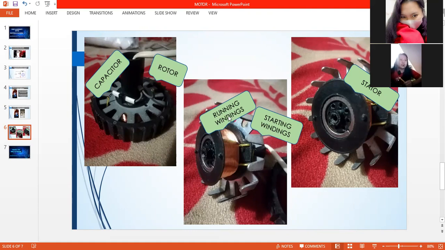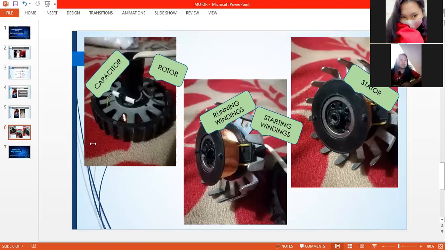Next is the running windings. Running windings consist of insulated copper wires. They are placed at the bottom of the stator slots, and the wire size in the starting winding is smaller than the running windings. These coils are placed on top of the running winding coils in the stator slots near the rotor. So here.